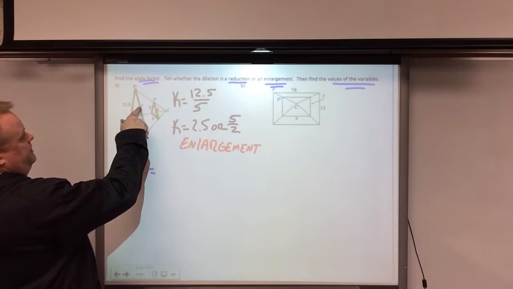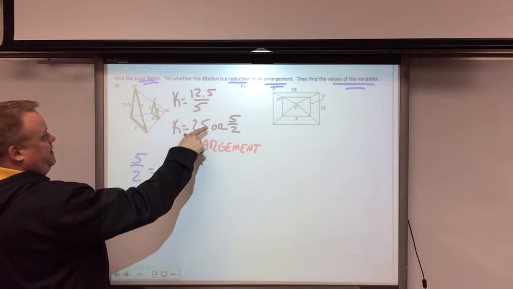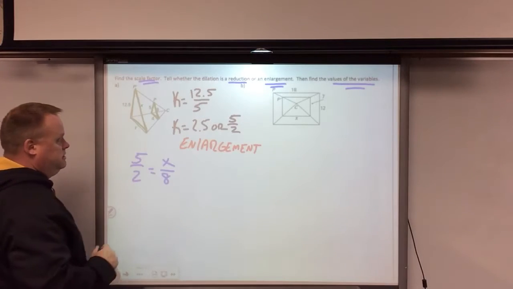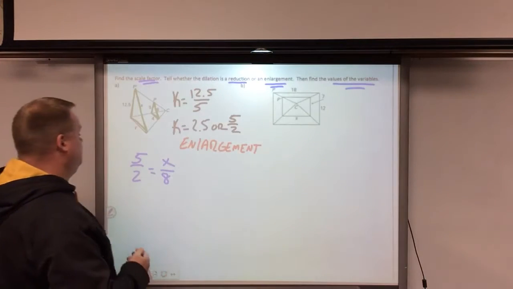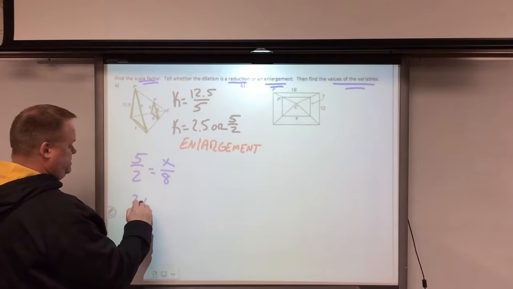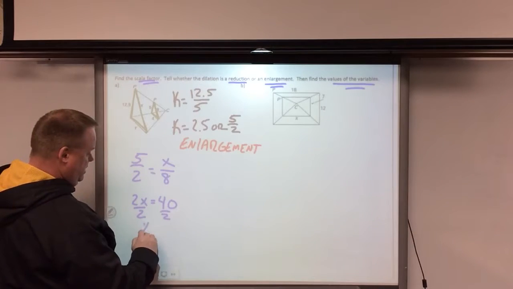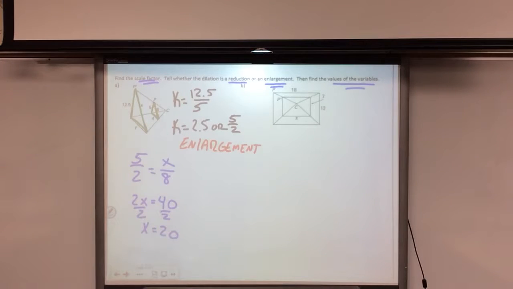And now I want to find the x. I want to find the x first. So the 12.5 over 5, or 5 over 2, so this becomes x over 8. Remember, bigger to smaller, right? Bigger to smaller. This becomes 2x equals 40. Divide by 2, and x is equal to 20. Hopefully you got the same thing I did.